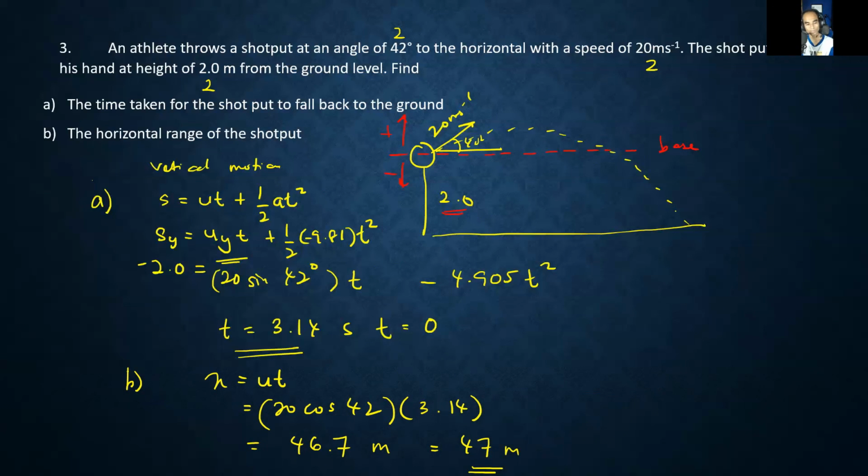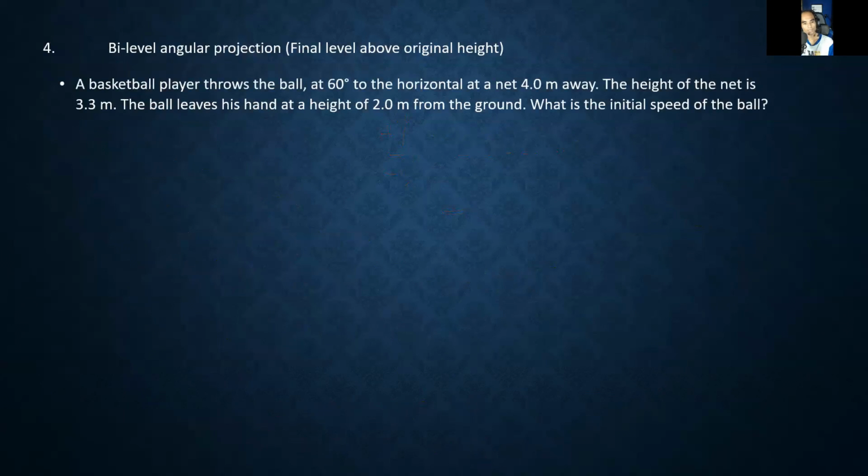Okay, no question. Number 4. A basketball player throws a ball at 60 degrees to the horizontal at the net 4 meters away. The height of the net is 3.3 meters. Find the initial speed of the ball. We go back to Weng Yan.